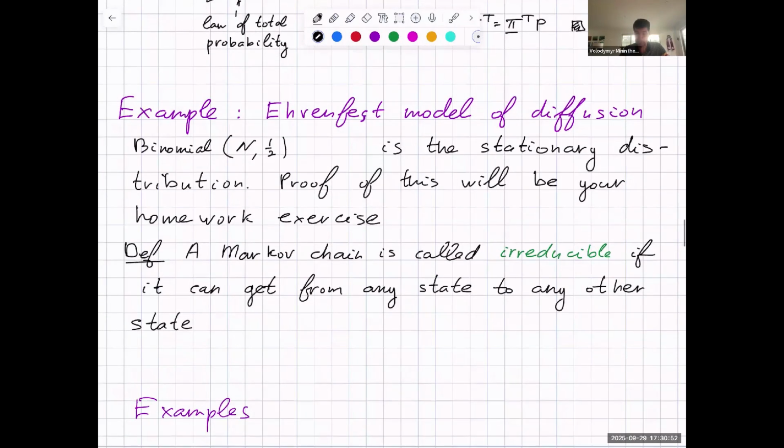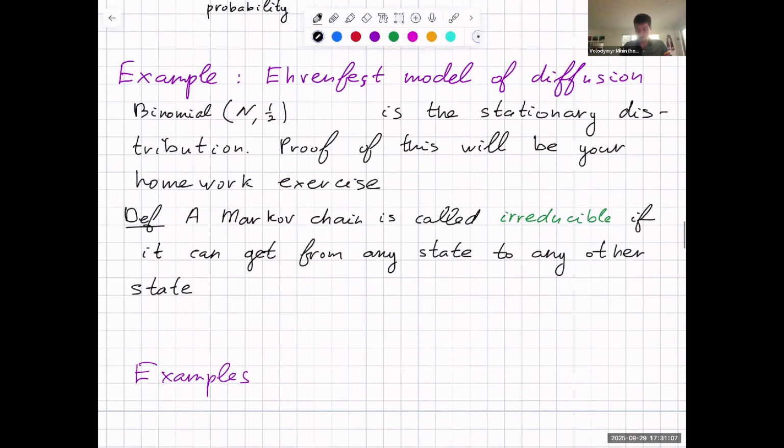I will leave it as an exercise. I'll give you a hint of how to do it, but it's very simple. It's very easy to prove. It's not even that tedious to prove that this is a stationary distribution of this Markov chain. Okay, so hold that thought. We will see that in action in the code in a second.